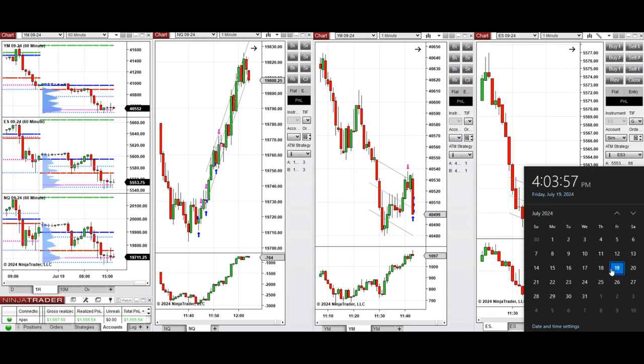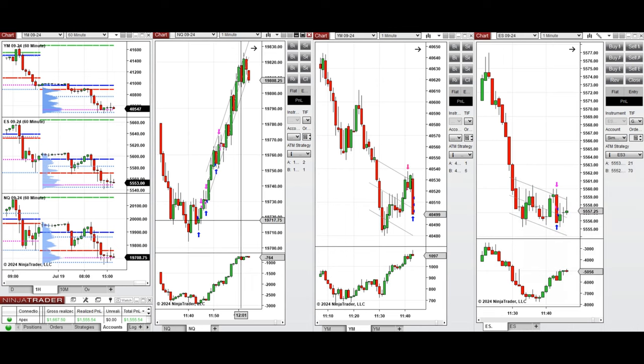Hello everyone, I'd like to share with you the trades that I have taken today on Friday, 19th of July 2024. These trades were taken on Nasdaq, Dow Jones and S&P 500 futures.